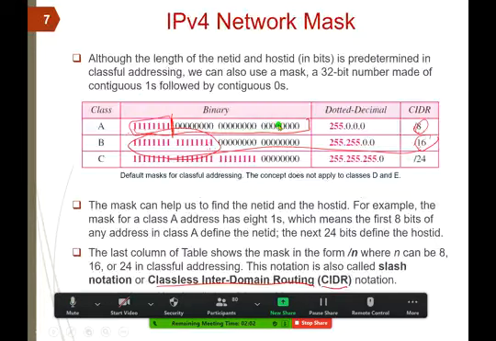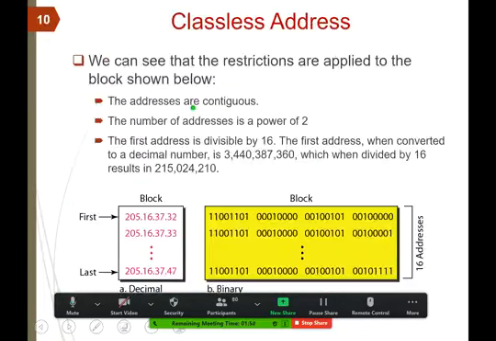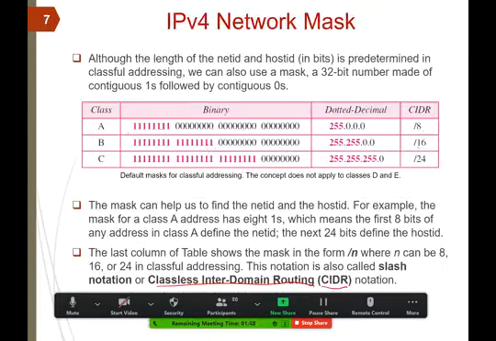Okay? So you see here, in class A you have very large networks. So you can take some of these host bits and use them for network. So the slash 8 can be, for example, slash 12. So you assign some of the host bits to network. This is called subnetting.